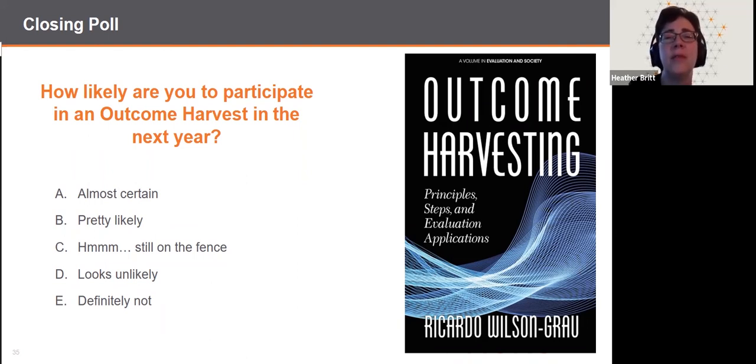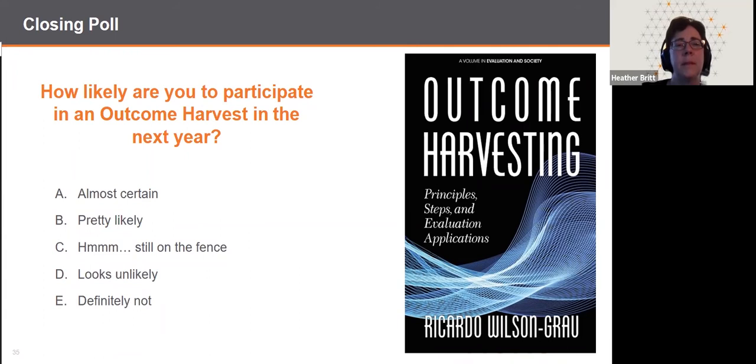So we have a few people saying that they think that for sure they'll do an outcome harvest, and a group of folks still deciding. That's great. So our breakout groups will be a great way for you to discuss those together with your peers. And a few folks saying it doesn't look like a good match for them. All right. Great. We'll end the polling here, I think. Right. Very good.